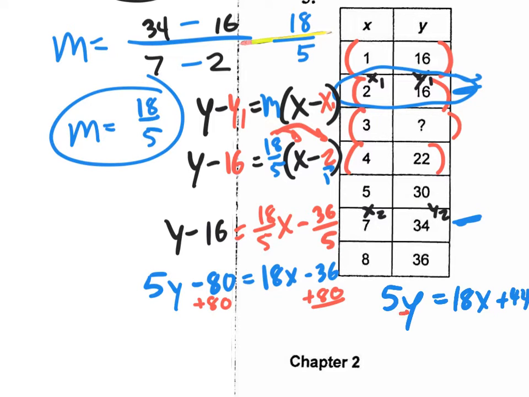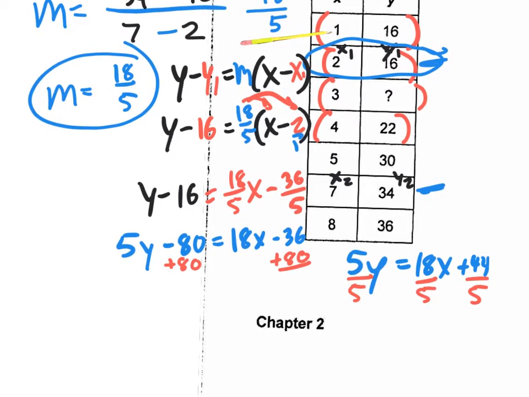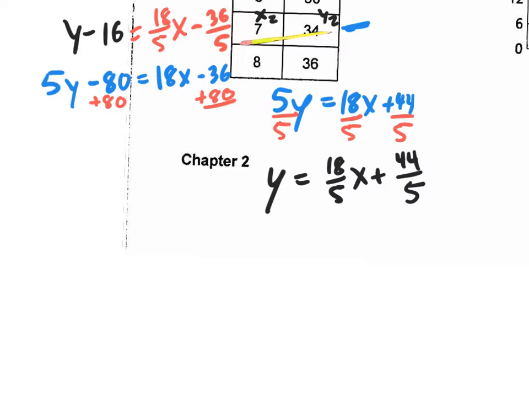Final step would be to divide by 5. So there's my slope-intercept form equation. y equals 18 over 5 x plus 44 over 5. On the solutions, they don't have them as fractions, they have them as decimals. So let me rewrite it the way they have it in the back. y equals 3.6x plus 8.8. Okay. So this is your equation of that blue line that best fits the scatter plot that we did.